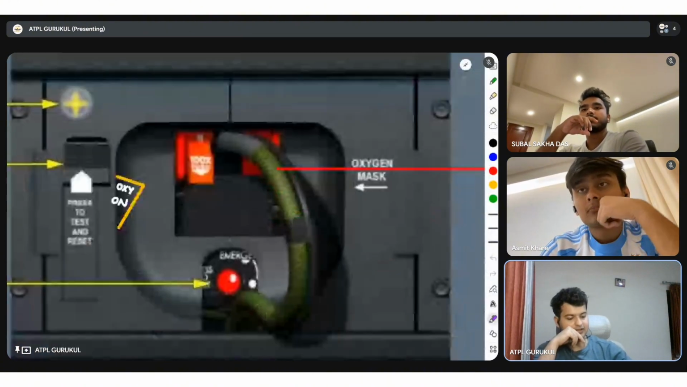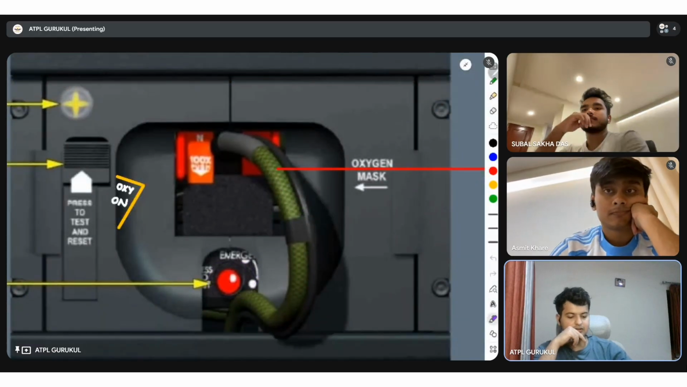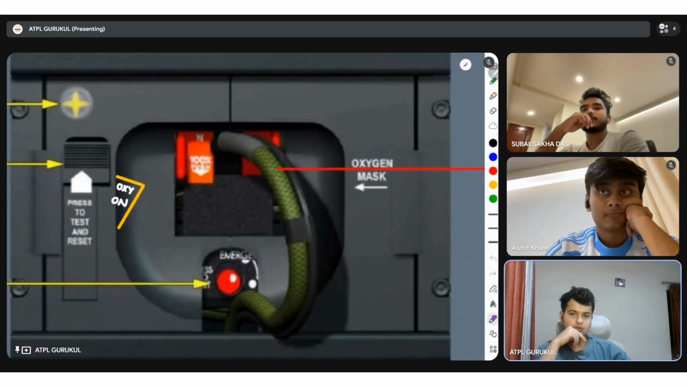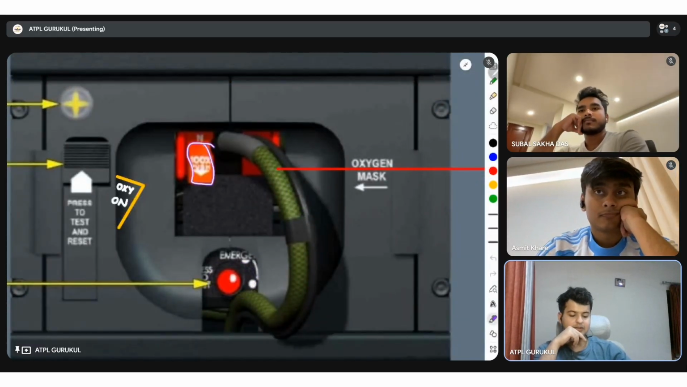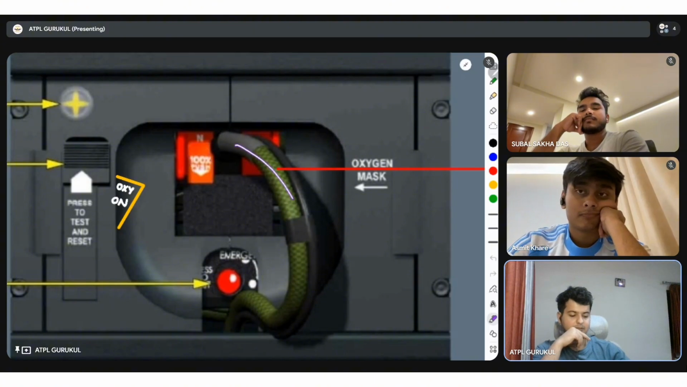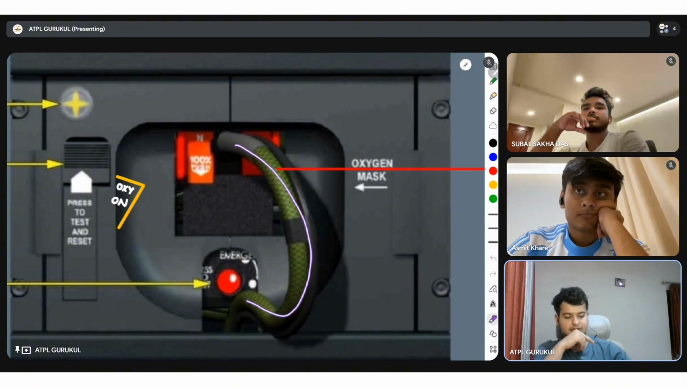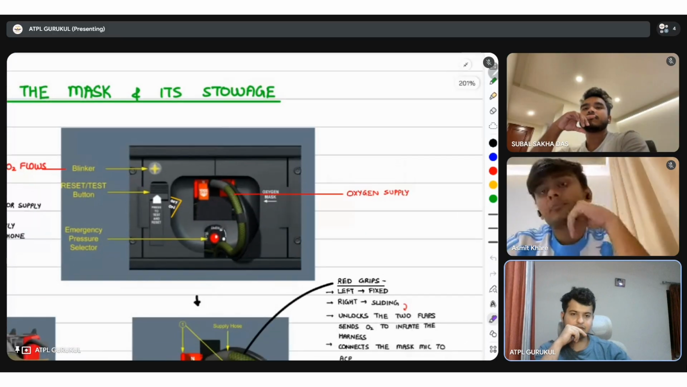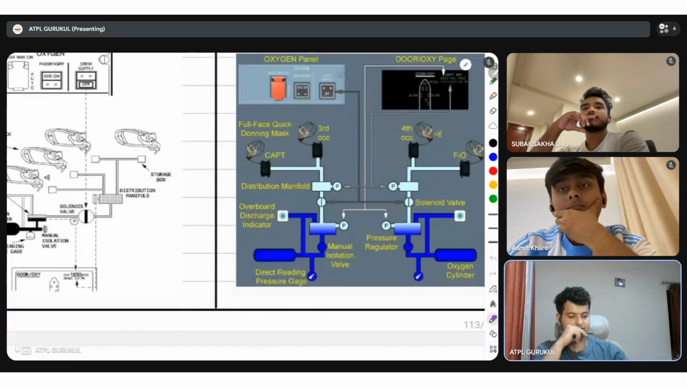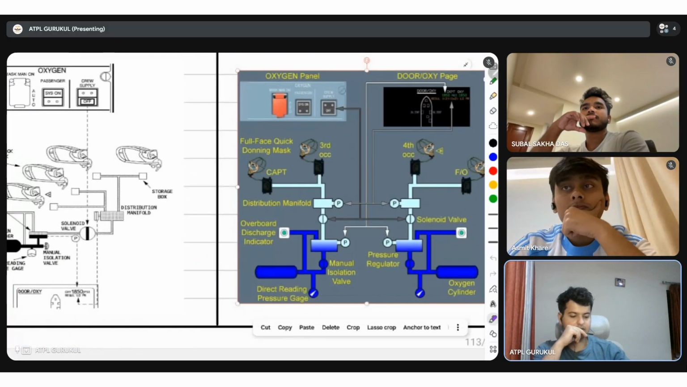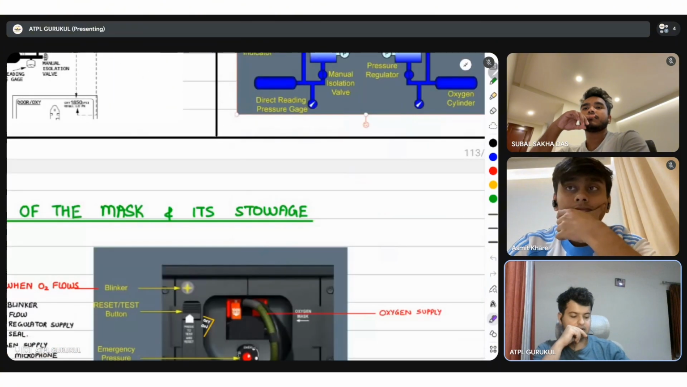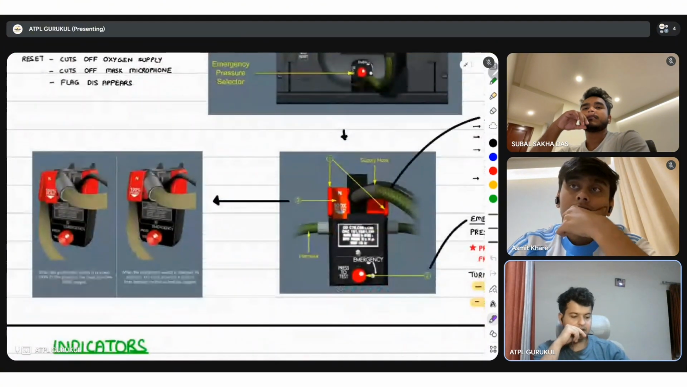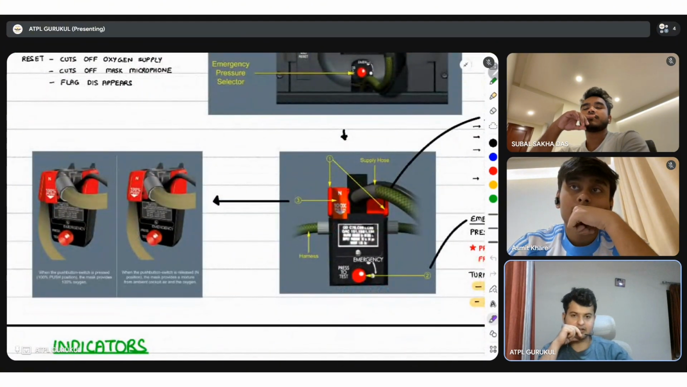Lastly, over here, can we see other things as well? Yes. Here we have the emergency pressure regulator. Here we have two holders, and here we have the dilutor demand type of system. This particular pipeline that you see is nothing but the oxygen supply hose that is coming straight from our system that we studied over here. Now, let's have a look at this mask in further detail.